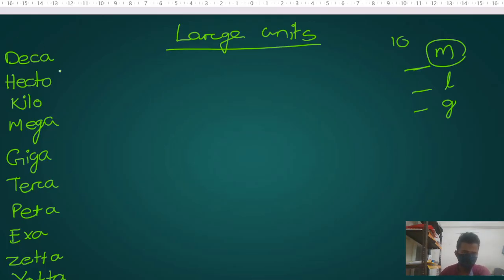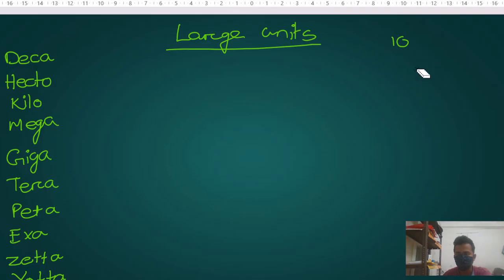Whatever you keep before the meter, liter, gram, these are called prefixes. Let me discuss the prefix and this unit.